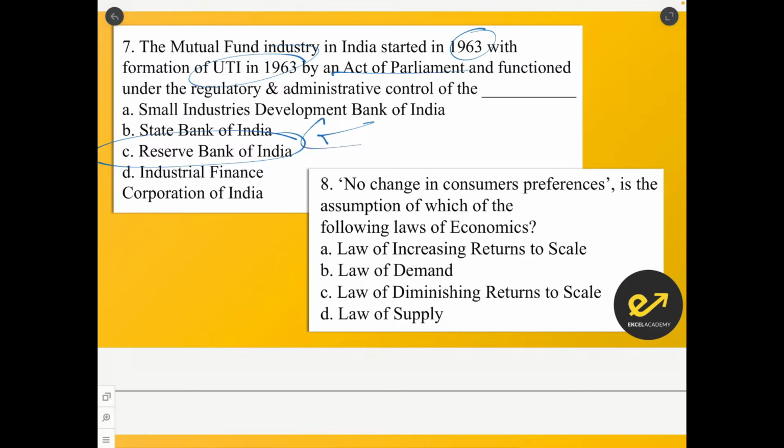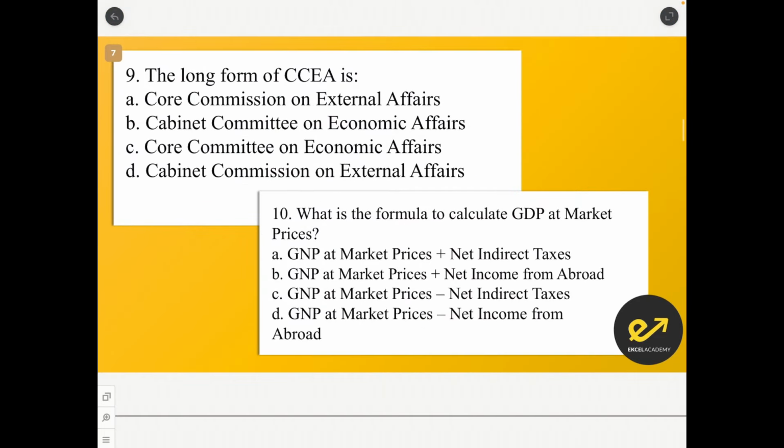No change in consumers' preference is the assumption of which of the following laws of economics? So the answer for this is the law of demand. It says that ceteris paribus, everything remaining constant, when price increases, quantity demanded decreases. That's how the law goes. So this is the assumption that we make in the law of demand.